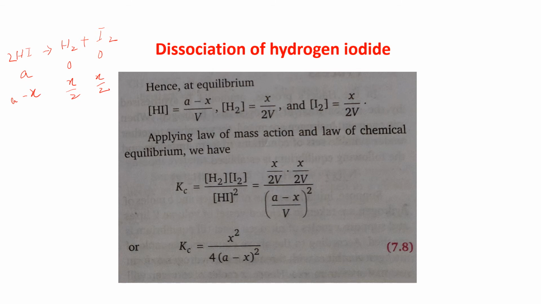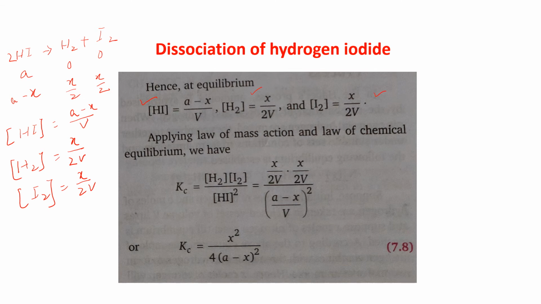What is the concentration then? We have taken it in a vessel which is having volume V. So for concentration, HI will be A minus X by V. And for concentration of H2, it will be X by 2V, and I2 is also equal to X by 2V. See, it is written here. HI is equal to A minus X by V, H2 is equal to X by 2V and I2 is equal to X by 2V.